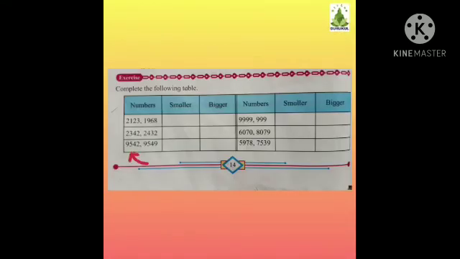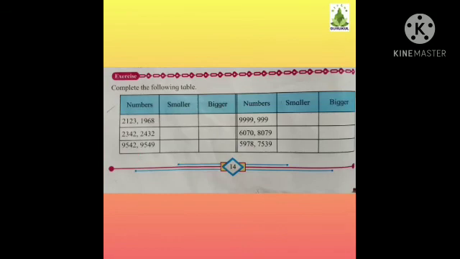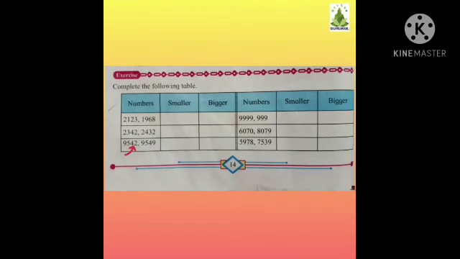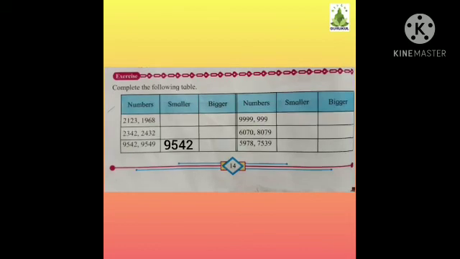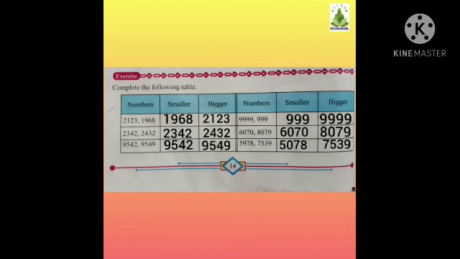Now let's complete the following table, which is on page number 14. Here see the third example vertically. 9542 and 9549. Here common numbers are 954. See the unit place. Tell me which is the smaller unit? Smaller unit is 2. Yes, teacher. I knew it. Smaller number is 9542 and bigger number is 9549. Very good, Pooja. This way, write down all the answers.